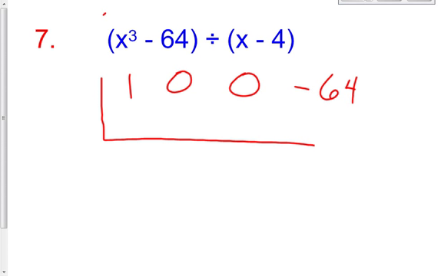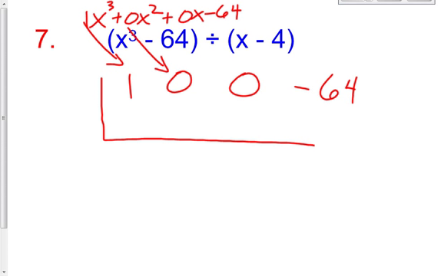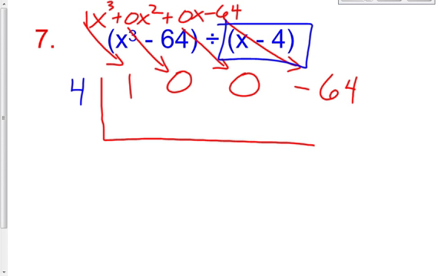If you want to write it out, it might not be a bad idea. X cubed, how many x squareds do you have? Well, you don't have any. After x squared, you'd have x's. How many x's do you have? You don't have any. And then after x to the first, you have your constant term, which would be a -64. So that's where all these numbers are coming from. 1x cubed, 0x squared, 0 x's, and the -64. And on the outside of our division bar is the opposite of this x minus 4, which is the +4. So a +4 is going out there.